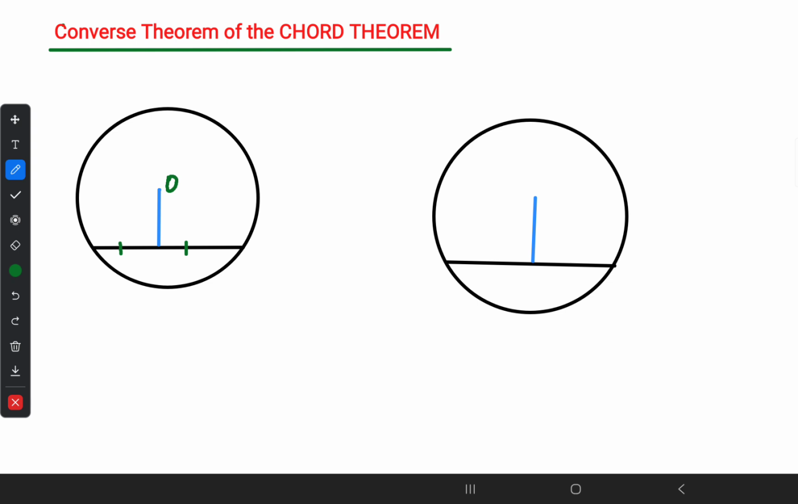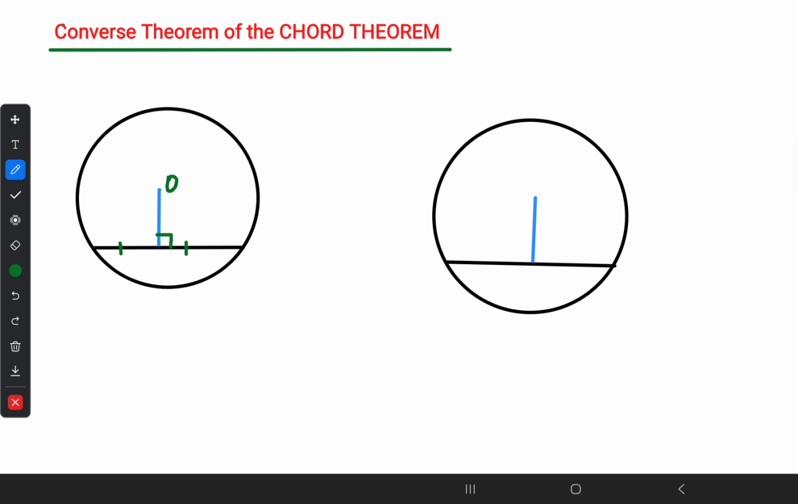The straight line joining the center of the circle to the midpoint of the chord is perpendicular to the chord. This is our chord theorem. I'll repeat once more. The straight line joining the center of the circle to the midpoint of the chord is perpendicular to the chord. That is our chord theorem.